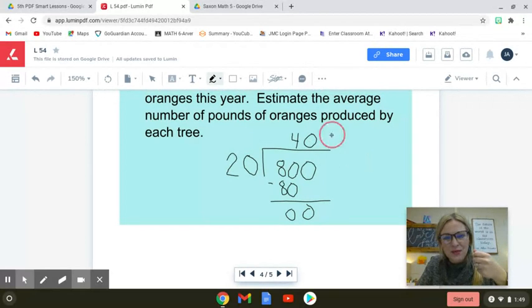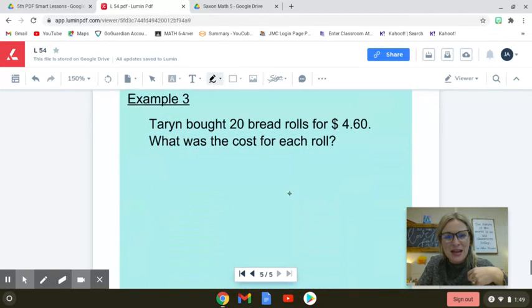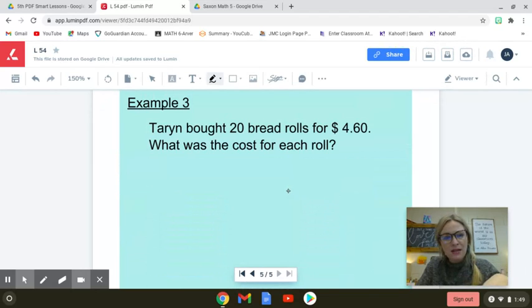We're talking about pounds. 40 pounds of oranges for each tree. That's pretty cool. All right, 40 pounds. Last example of the day. Taryn bought 20 bread rolls for $4.60. What was the cost of each roll?